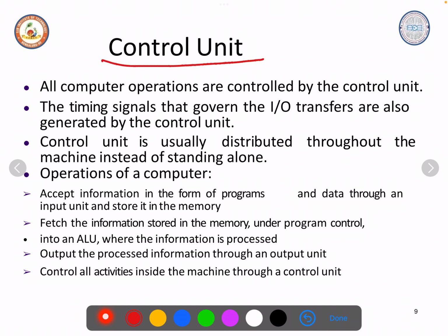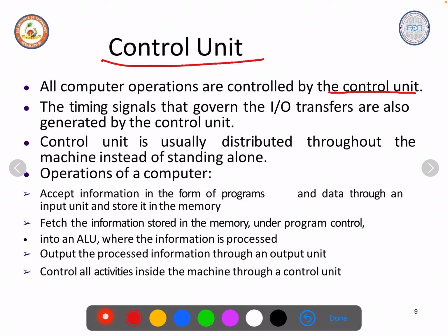Then coming to the control unit, all the computer operations are controlled by the control unit. The timing signals which govern the IO transfer are also generated by the control unit. The control unit is usually distributed throughout the machine instead of standing alone. It is distributed, which means the timing signals which have to be generated, as well as all the controlling signals, will be distributed throughout the machine.